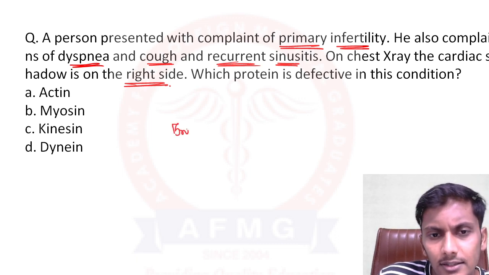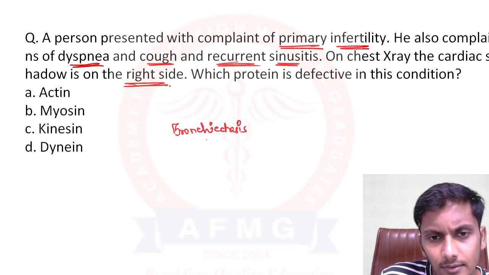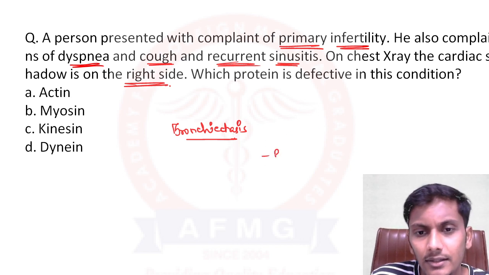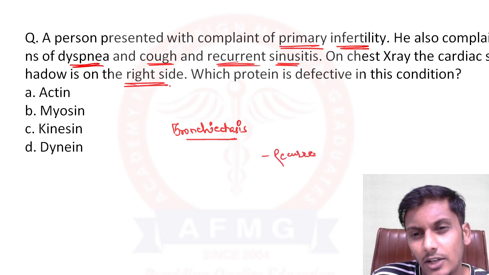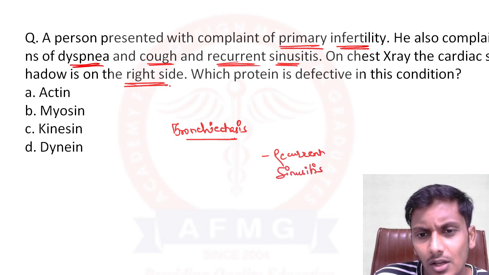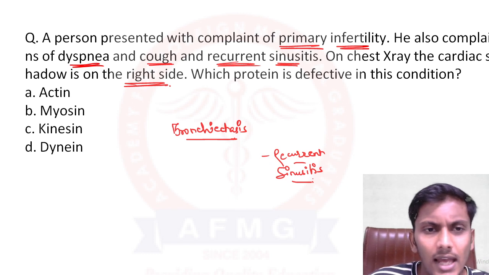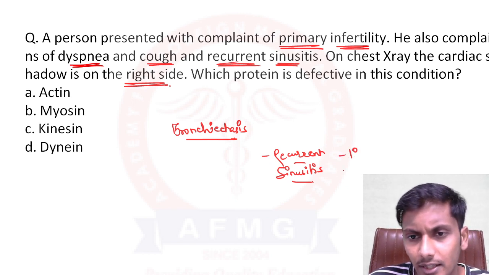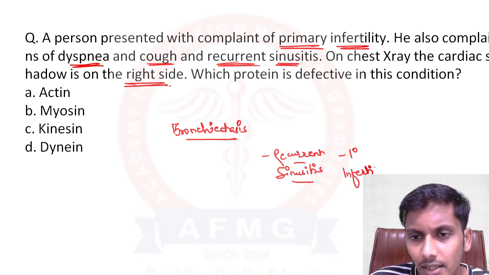They are more likely suggestive of bronchiectasis, okay. Important one: there is recurrent sinusitis. Recurrent sinusitis associated with bronchiectasis is usually seen in some condition, okay. Let's see what this condition is. And the third important feature that they are telling is primary infertility. This male is also suffering from primary infertility, okay.